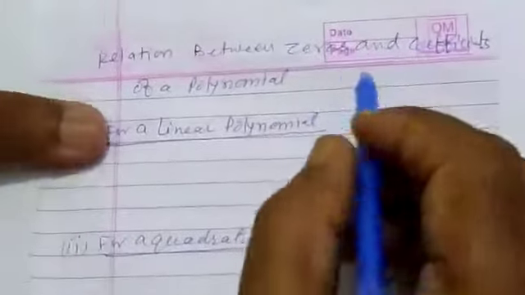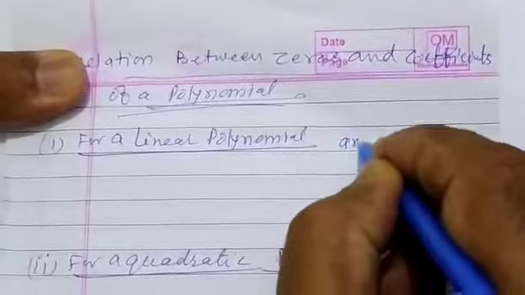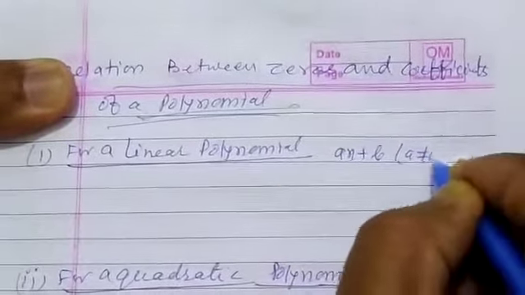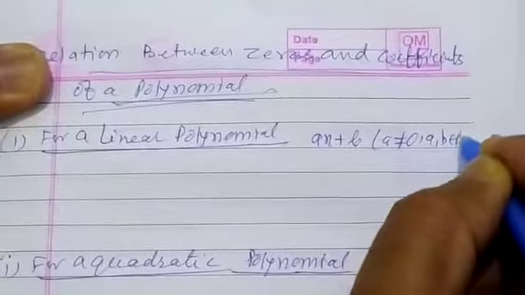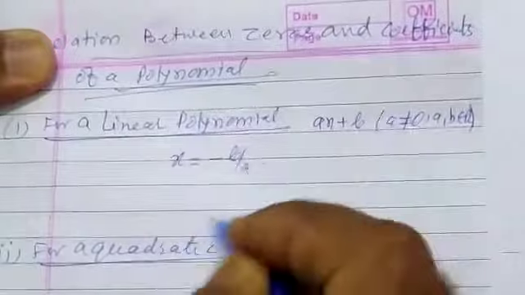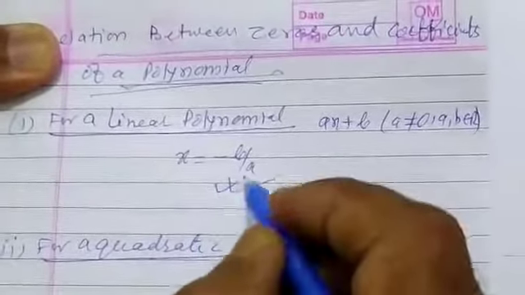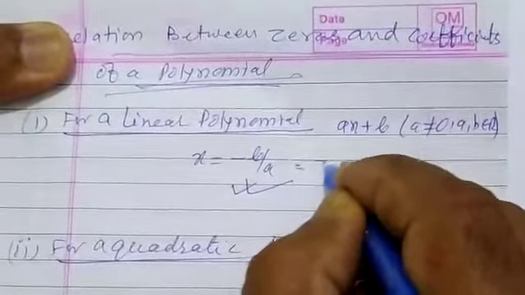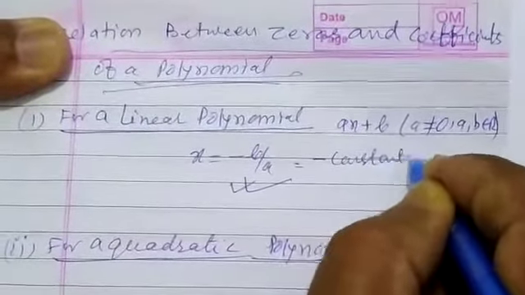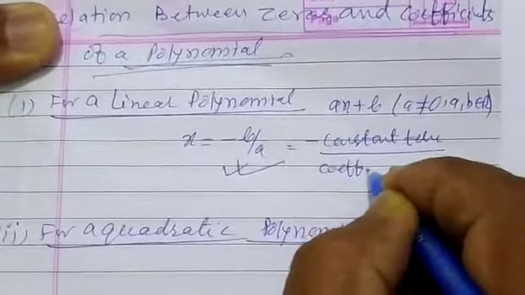Further we will see what the relation is between the zeros and coefficients of a polynomial. For a linear polynomial ax plus b, a not equal to 0, and a and b are reals, x is minus b by a. We have a unique solution here, and we can say that this equals minus the constant term divided by the coefficient of x.